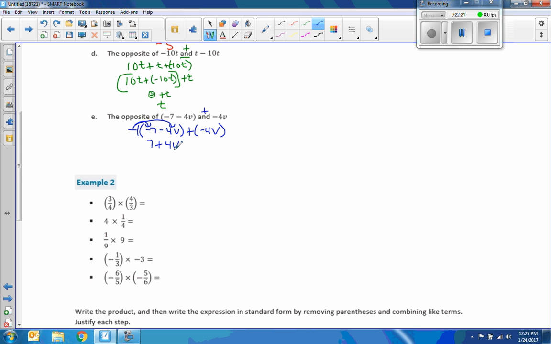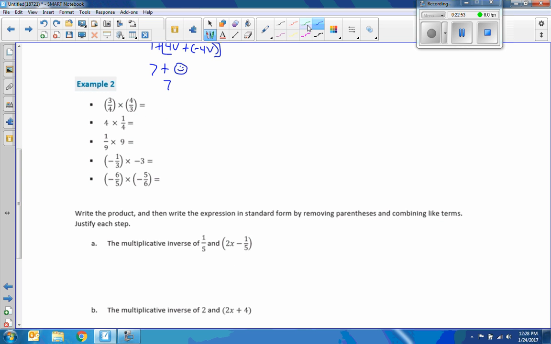That's a multiplicative identity. Okay? And then I'm going to have plus a negative 4v. I'm going to do this portion first because I see opposites, so that's inverses of each other. So it's going to be 7 plus 0. There's my identity. And 7 plus 0 is 7. So that's the additive identity property of 0. Okay?